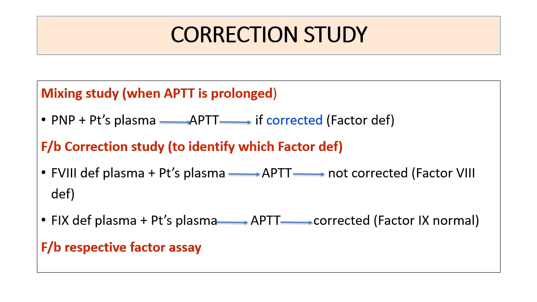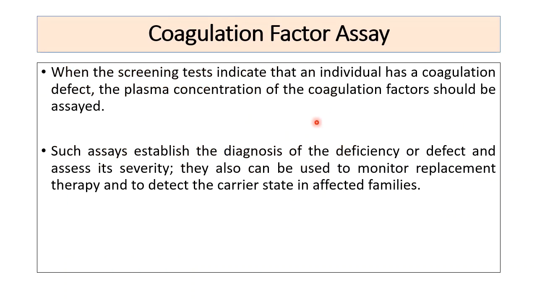That will be the next step with respect to the testing for factors. So coagulation factor assay is done when the screening tests indicate that an individual has a coagulation defect. The plasma concentration of the coagulation factor has to be assayed. Such assays establish the diagnosis of the deficiency or the defect, assess its severity, and they can also be used to monitor replacement therapy and to detect the carrier state in affected families.